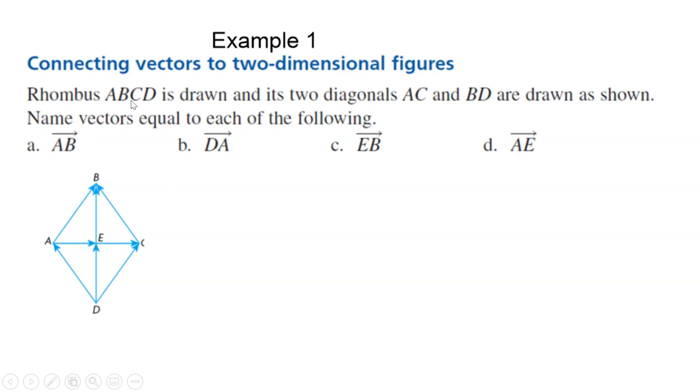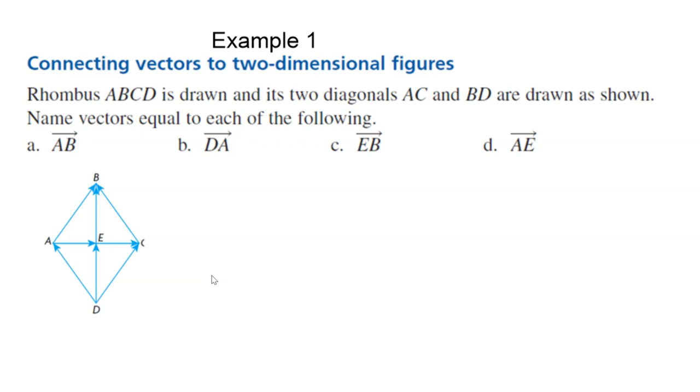This rhombus is drawn and it has two diagonals, AC and BD. Those are the two diagonals that are drawn. Name the vectors equal to each of the following. So let's see how well we do with this. Let's start off with a vector that is equal to AB. Now remember, AB necessarily means you're going from A to B, and not the other way around. So which vector would be the same as the AB vector?